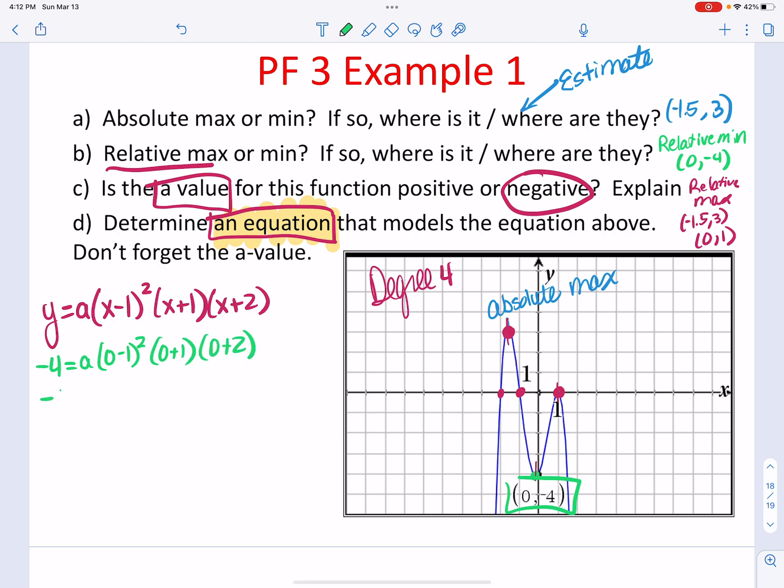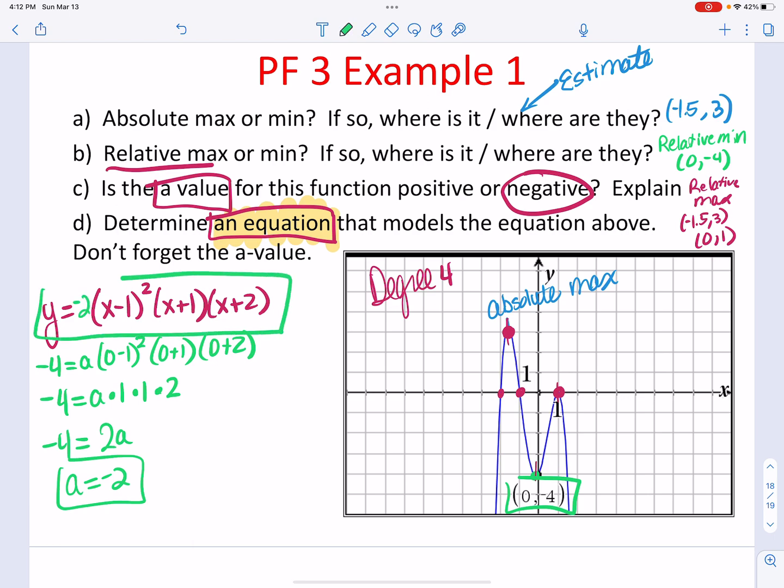So (-1) squared is 1, times 1, times 2. So that right side, 1 times 1 times 2, is 2a. I'm going to divide by 2, and my answer is a = -2. So I'm going to rewrite this right here, put the -2 there, circle my answer and be done. It does not ask for standard form.